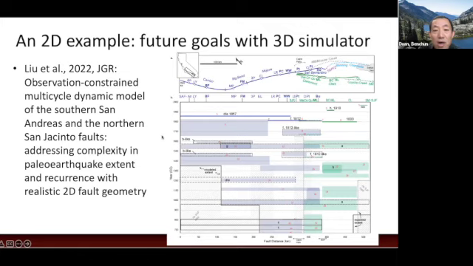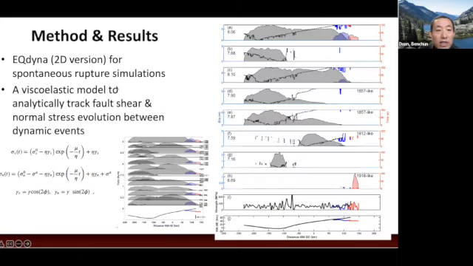We did 2D modeling using our 2D version of EQdyna, but for the interseismic process, we use a very simple viscoelastic model to analytically solve the stress evolution, in terms of both shear stress and normal stress, on the fault. So we do many cycles. This is a typical result in terms of slip distribution over time along this fault system. On the right, it mainly shows the typical events in many cycles.